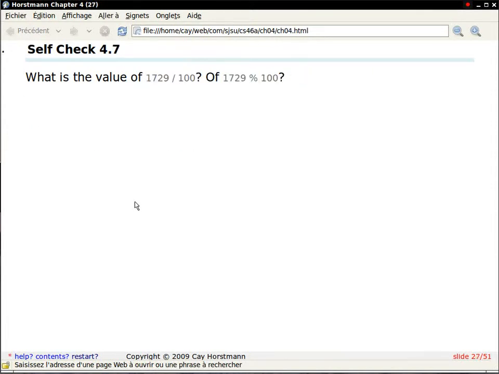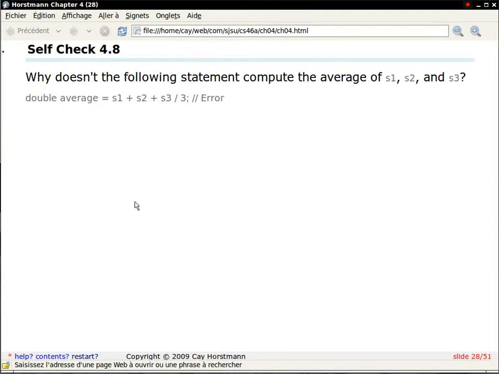What's the value of 1729 divided by 100? It's 17. It's not 17 point anything because they're both integers. And what's 1729 mod 100? Yeah. So the slash and the mod let you take, if you divide by 10 or a power of 10, then you can take numbers apart into the digits. That's the actual value. All right, that's what we got.